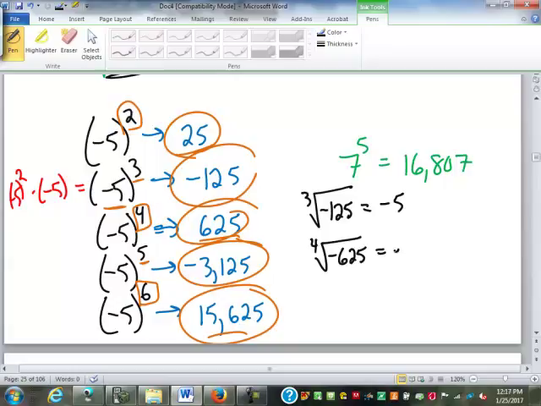So there is no number that, if I put it to a fourth power, will give me a negative answer. So there is no fourth root of a negative number, so there is no even root of any negative number, only odd roots.